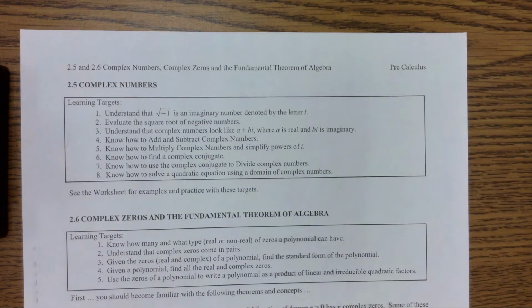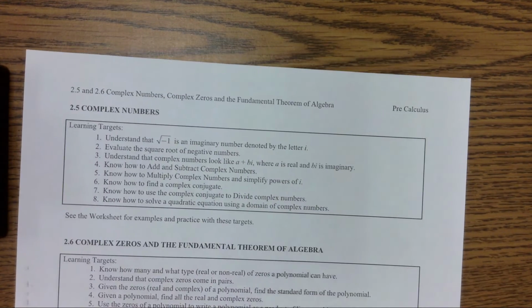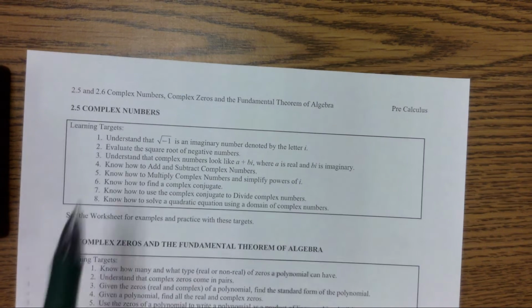So the very first thing you see up at the top here is just a refresher. This is not 2.5. This is 2.5 in our old book.